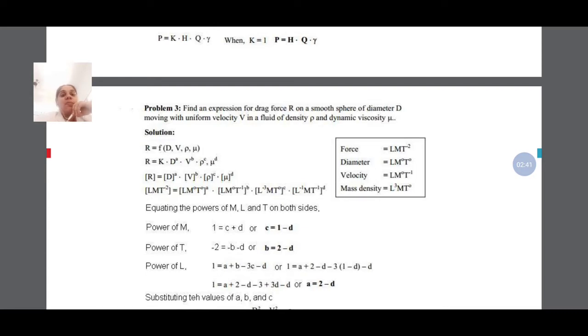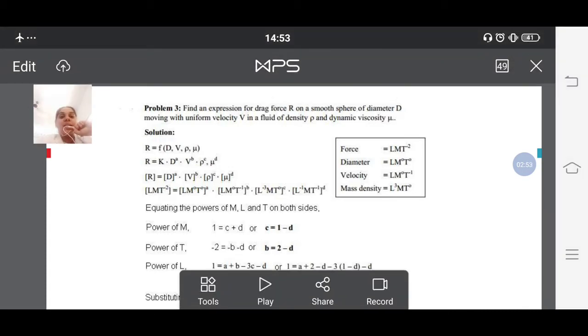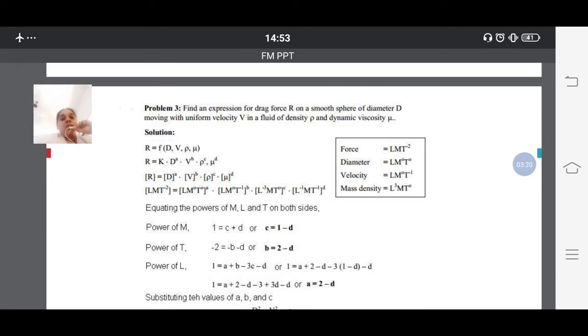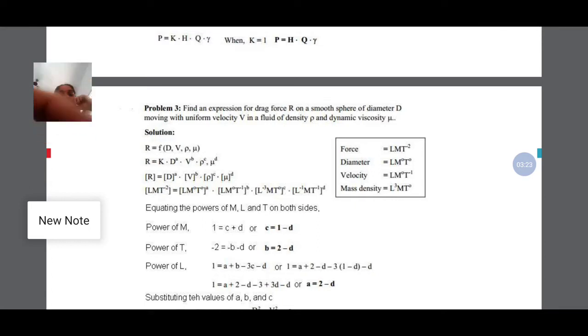Next step will be the application of arbitrary constants to the independent factors. From this equation the independent terms are capital D, that is diameter, velocity, density and dynamic viscosity. So we apply arbitrary constants only for independent terms. R is equal to K into arbitrary constants A, B, C up to the number of independent terms. So we have 4 independent terms, and we apply A, B, C and D as arbitrary constants. So this is the next step.